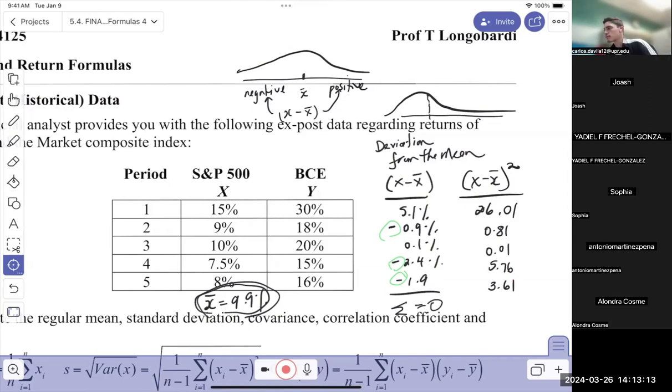So I have a very good question for you. I want to see your answer in the chat. What are the units associated with these values that were computed? 26.01 what? Here it was 5.1%, but what is this? 26.01. Alondra says percent. What does everybody else think?